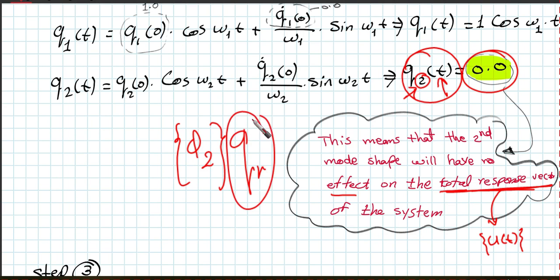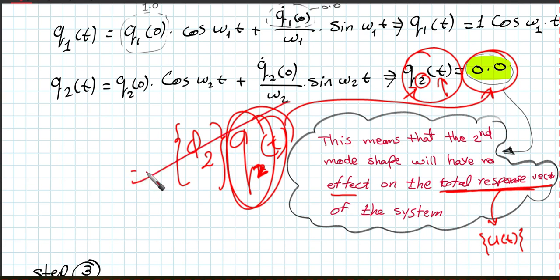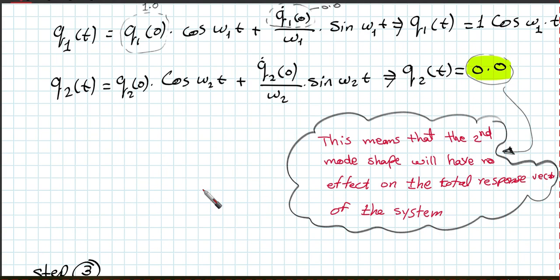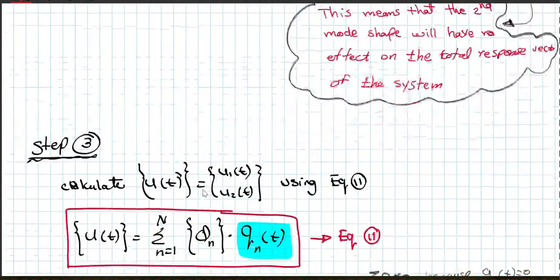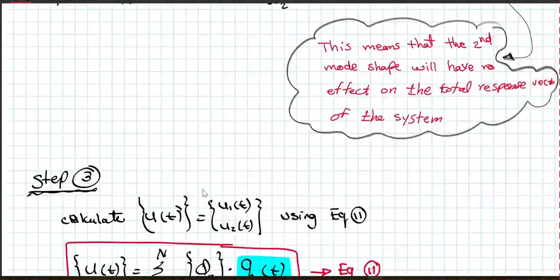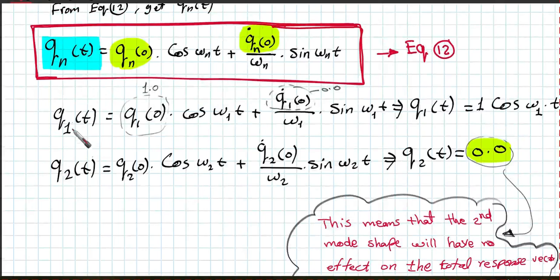The modal phi 2 is going to be multiplied by Q2. Do you remember? This Q2 of t at any time is going to be 0. So this mode shape is not going to work for us. Okay? So let's clean and move forward.